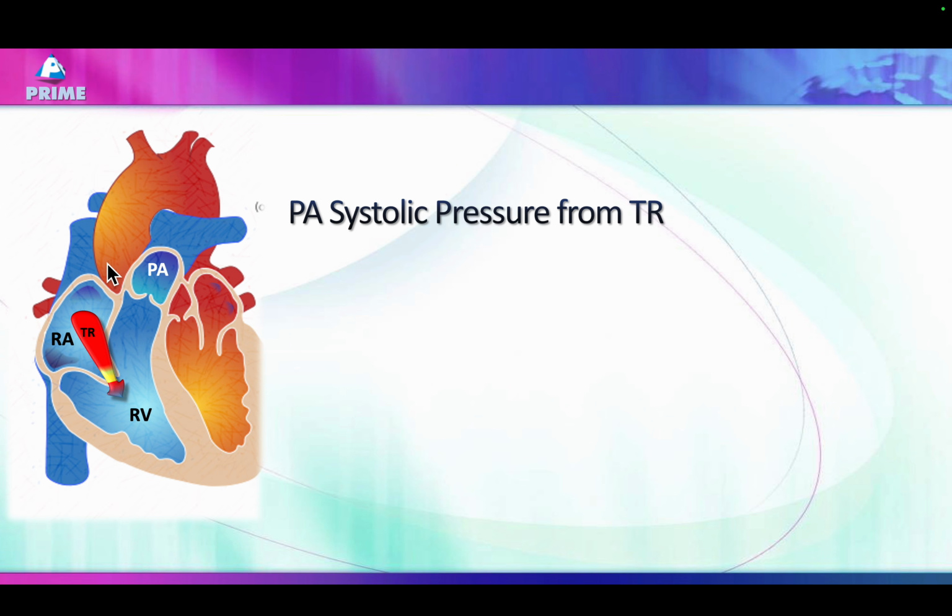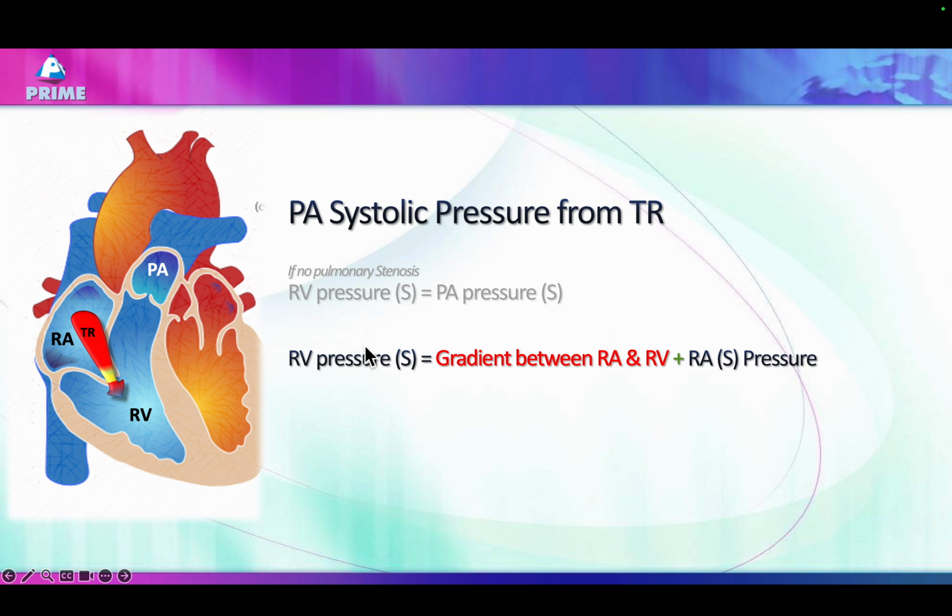Let us see how we calculate the PA pressure based on tricuspid regurgitation. That's the commonest thing you do day in day out in your clinical echo. Now, how do we calculate PA pressure from TR? We know that RV pressure is equal to PA pressure in systole, because there is no pulmonary stenosis. So now what do we need to know? If we know the RV pressure, we would say, okay, this is PA pressure. Agreed? Now the RV pressure, how do we know the RV pressure?